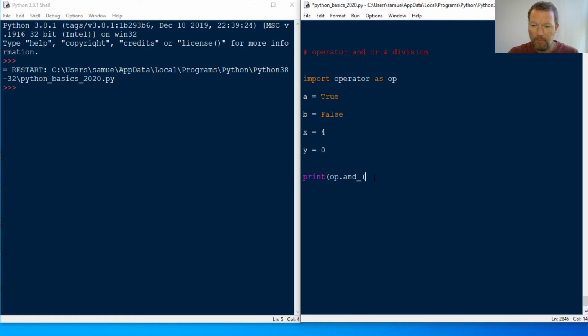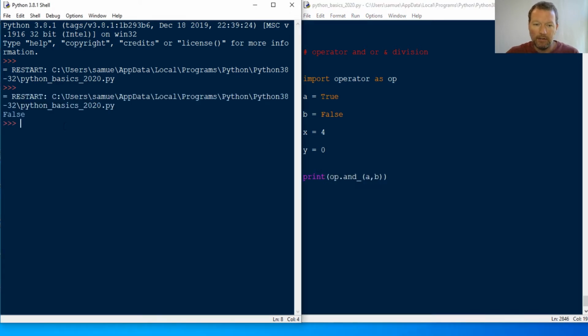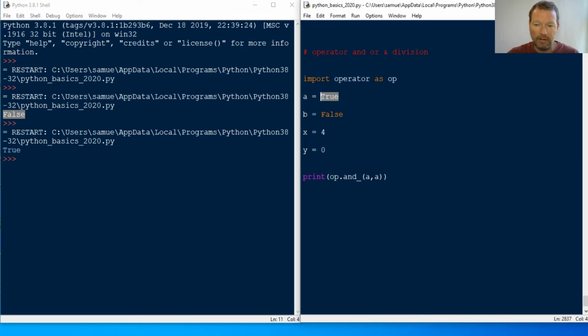So now our function. I want to do A and B. I'm going to compare A and B, and I get false because A and B are not both true. Now I'm comparing A and A together. They're both true, so I get true. Now I want to show you one little thing that I think is very interesting.